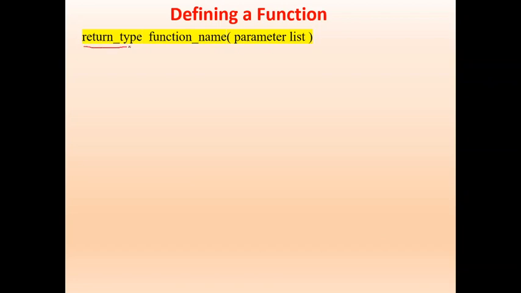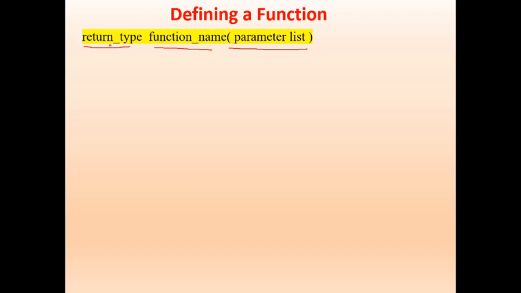Now we are going to discuss how to define a function. Before using a user-defined function, you have to define it. To define the function, we use the following syntax: return type, space, function name, within open brackets write the parameters list. These parameters in the function header are known as formal parameters.